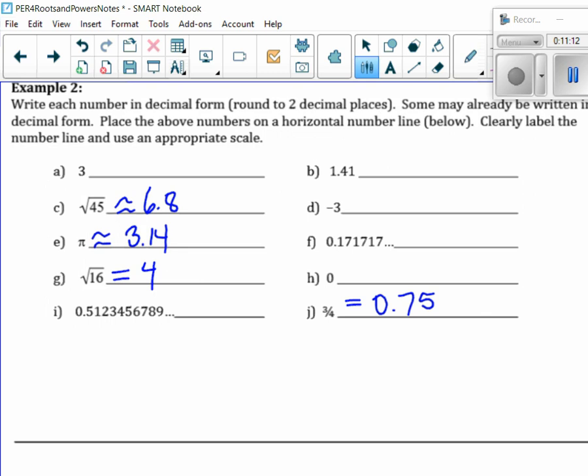So probably the best scale would be the whole numbers. Actually, is there anything negative? Oh, yeah, there is negative. So we need to have an integer scale. So I'm going to put 0 in the middle. And then I'm going to go 1, 2, 3, 4, -1, -2, -3, -4.